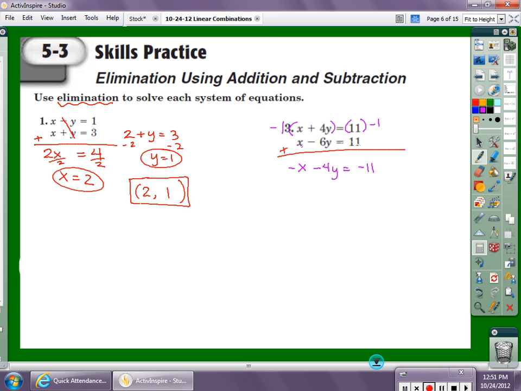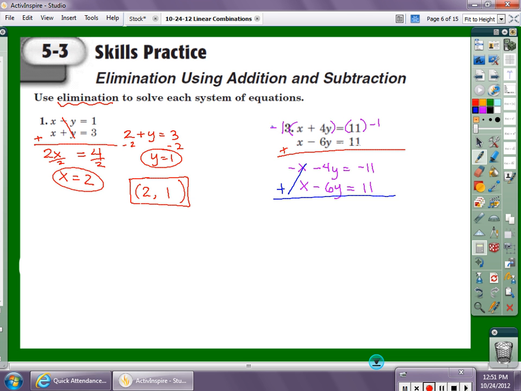All right, so I have this changed equation. I multiply both sides by negative 1, and then I have x minus 6y. I'm just copying down the second equation so I can see a little better. All right, so now let's add them up and see what happens. Negative x plus x, they cancel out. So this is y. This is the y.